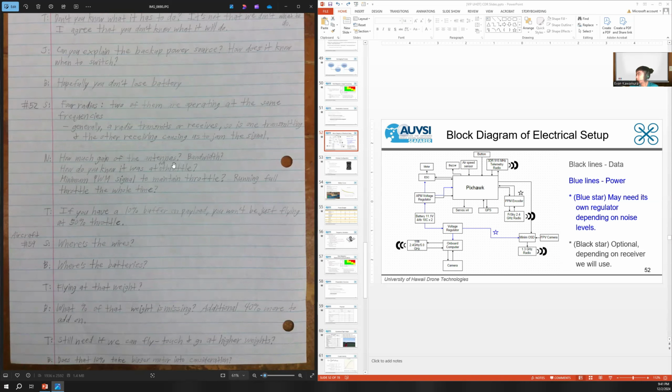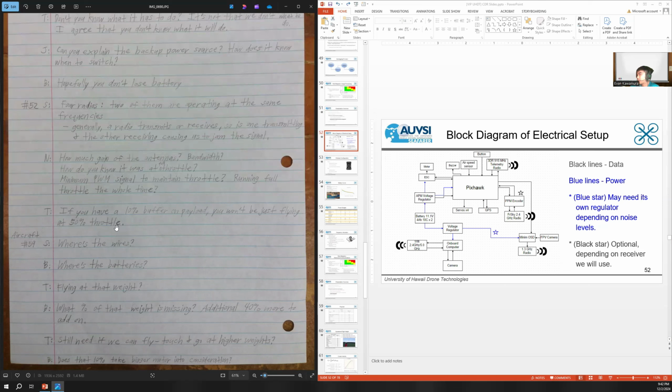And then how much gain of antenna, the bandwidth. How do you know if you're at full throttle? The minimum PWM signal to maintain throttle, if you're running full throttle the whole time. Yeah, these are a lot of specific questions that I think we don't answer at all here. This is just a high level block diagram of all the electronics and how they're all wired together. We should have put more context about these details here.